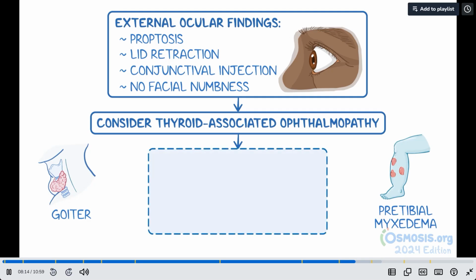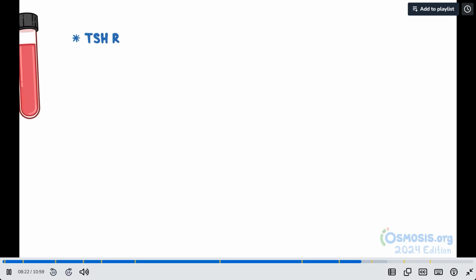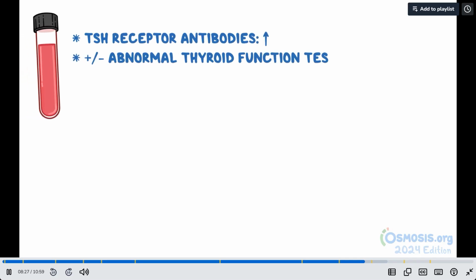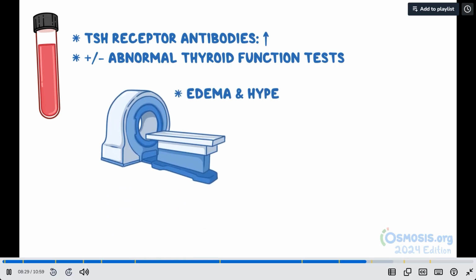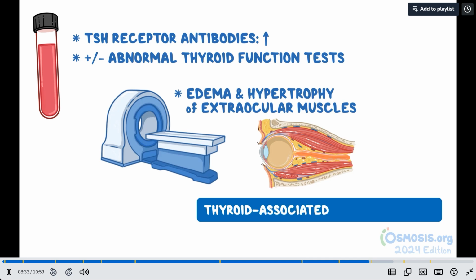In this case, send labs for TSH receptor antibodies and thyroid function tests and get a CT or MRI of the orbits. If TSH receptor antibodies are elevated, with or without abnormal thyroid function tests, and imaging shows edema and hypertrophy of the extraocular muscles, you should diagnose thyroid-associated ophthalmopathy.